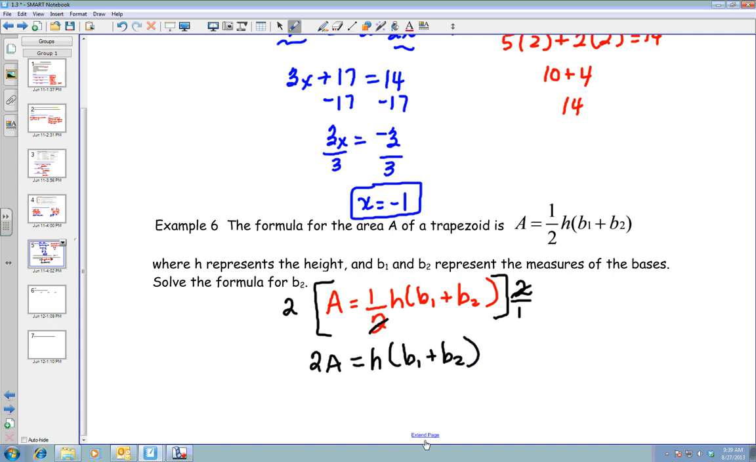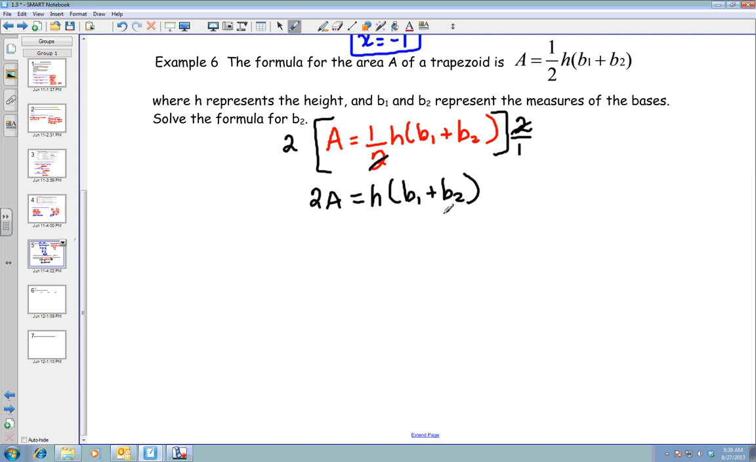Now there's lots of ways you can finish this problem. I know that I have to solve for b sub 2, so I'm going to have to get rid of everything else. The first thing I'm going to have to get rid of is this h, because this h is being multiplied times this sum right here. So if I want to get rid of this h and it's being multiplied, I'm going to divide both sides by h.